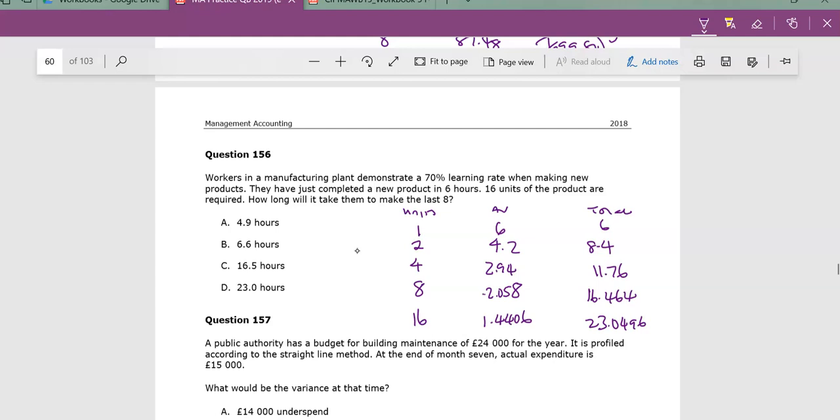So the question is really asking, how long does it take to make the last 8, which is really this time over here. So 23 minus 16.464 gives us roughly 6.5856, which is roughly 6.6 hours, which is what's going on over here.